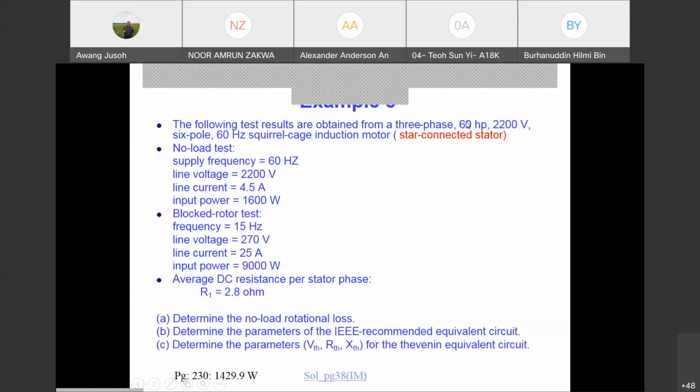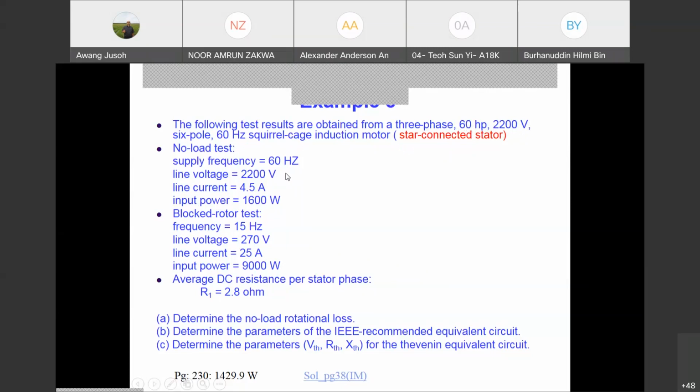This is a rated condition, everything rated for the motor. The motor has 60 horsepower rated, 2200 volts line to line voltage rated, and 60 Hz rated frequency. The no load test is given by this data.